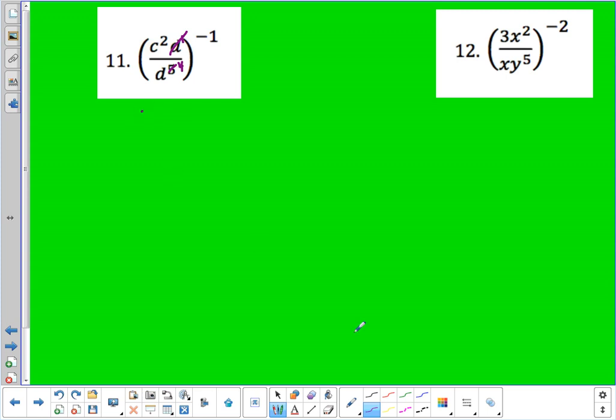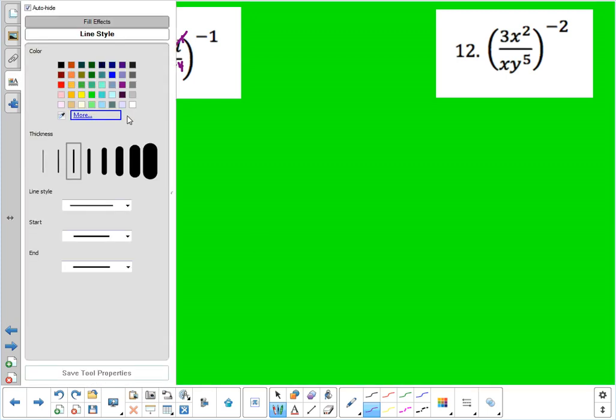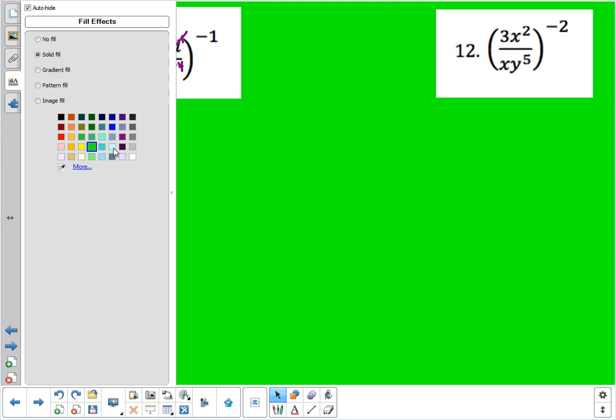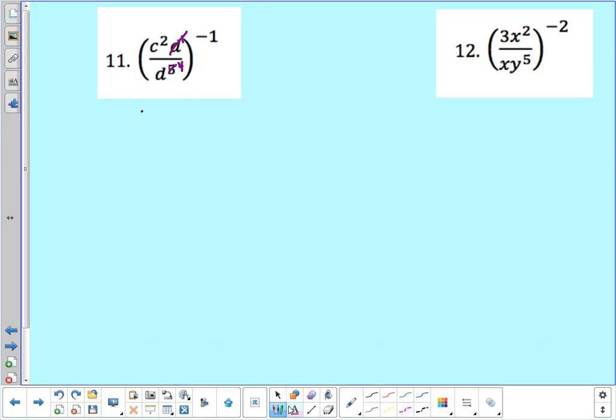So really I'm going to change the screen so it's a little bit easier to look at. There. So really I have parentheses, oh, now I'm writing in blue, parentheses c squared over d to the fourth. I haven't touched the power of negative 1. So now here's what you need to think about that negative power outside. When you've got a negative power outside, it's making everything on the inside raised to that negative first power.